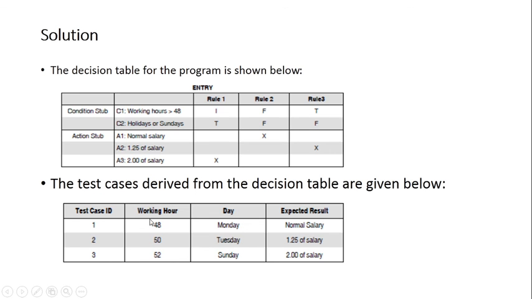Let's take the first case, that is number of working hours is 48 and it is a Monday, so we'll give a normal salary. But if the number of working hours is greater, that is 50, and it is a working day, then 1.2 times. If it is 52, number of hours is greater, but if it is a Sunday, there is no impact of the hours, directly you will give 2 times of the salary. So this is how the test case is prepared using a decision table. Thank you.